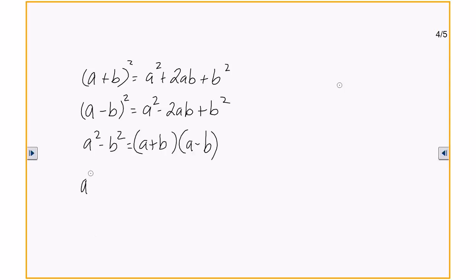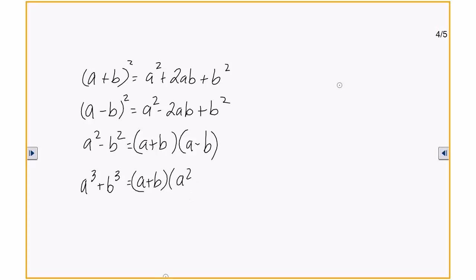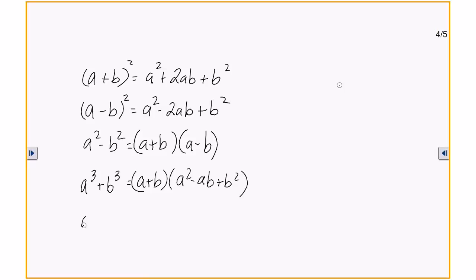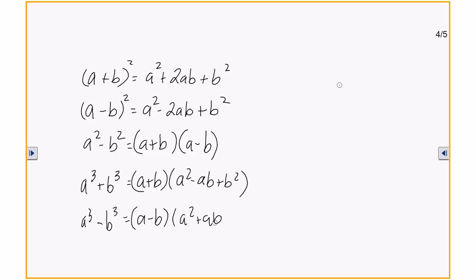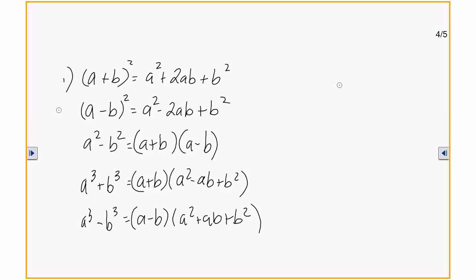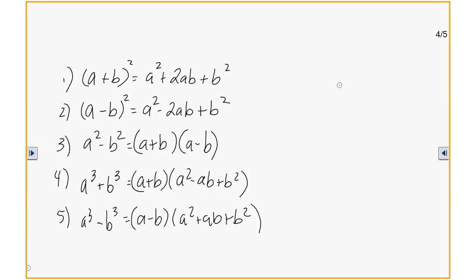A cubed plus B cubed is equal to A plus B times A squared minus AB plus B squared, and A cubed minus B cubed is equal to A minus B times A squared plus AB plus B squared. 1, 2, 3, 4, 5. I call them shortcuts 1 through 5.